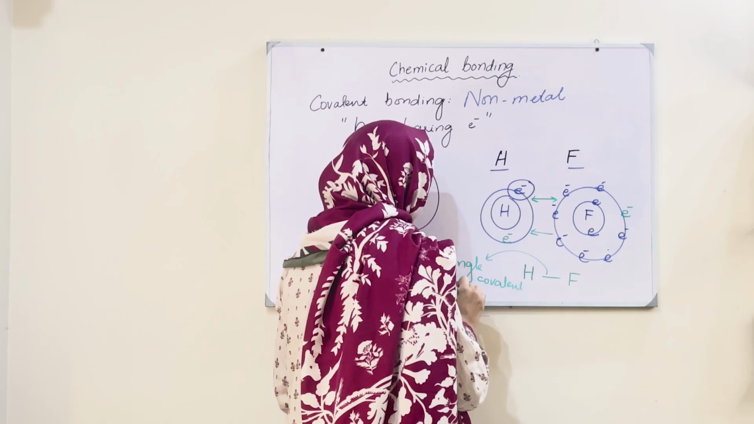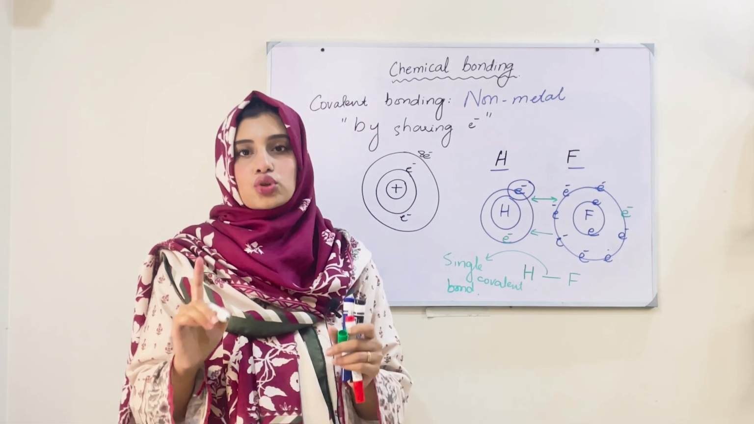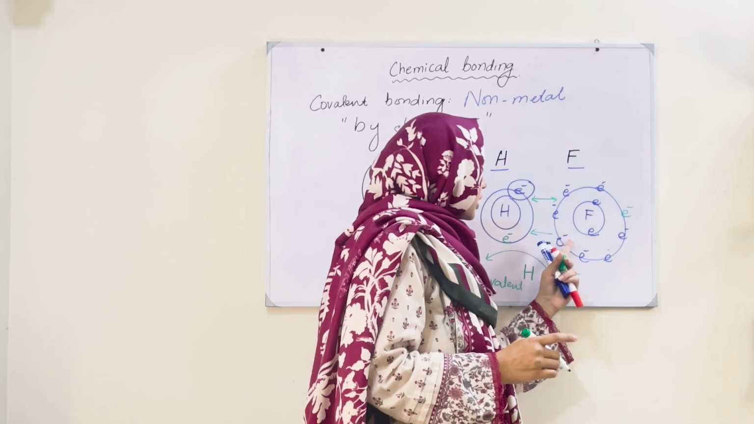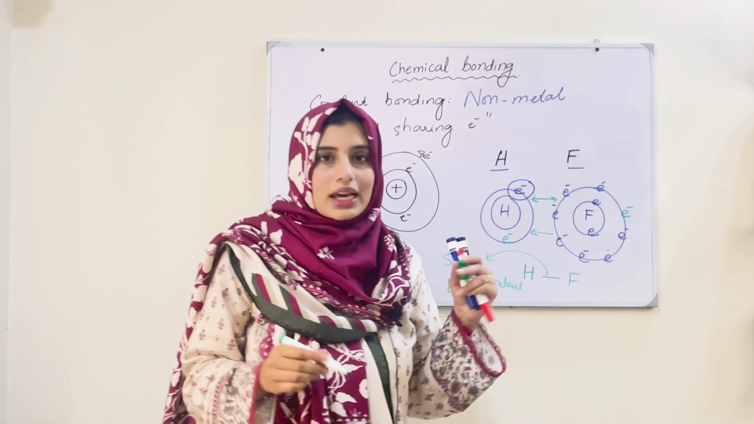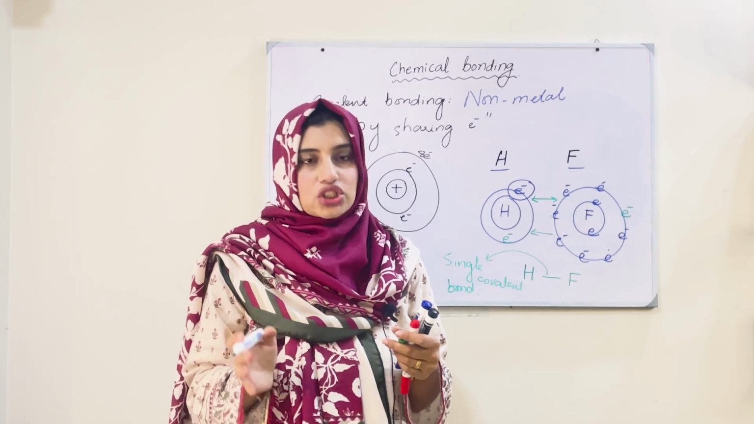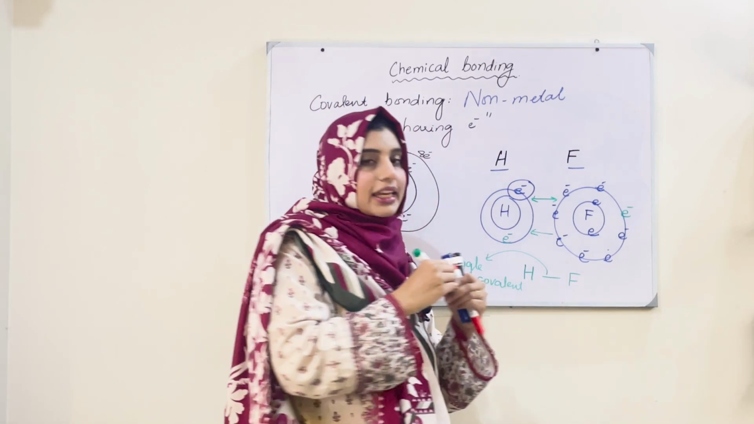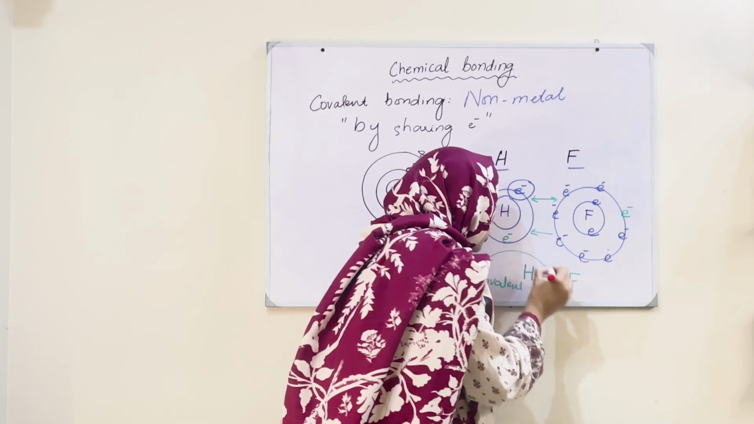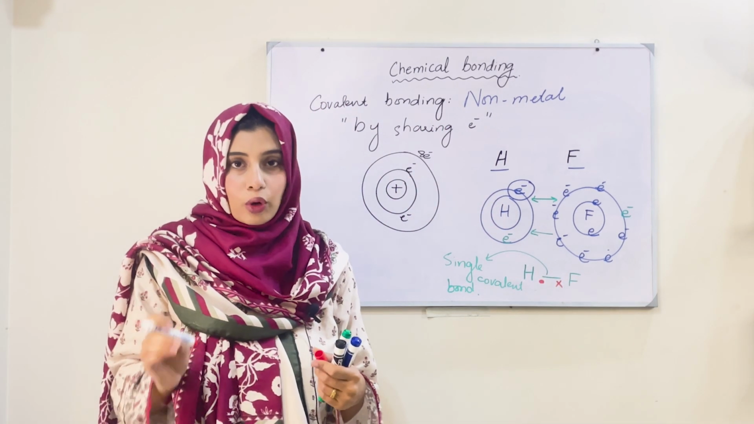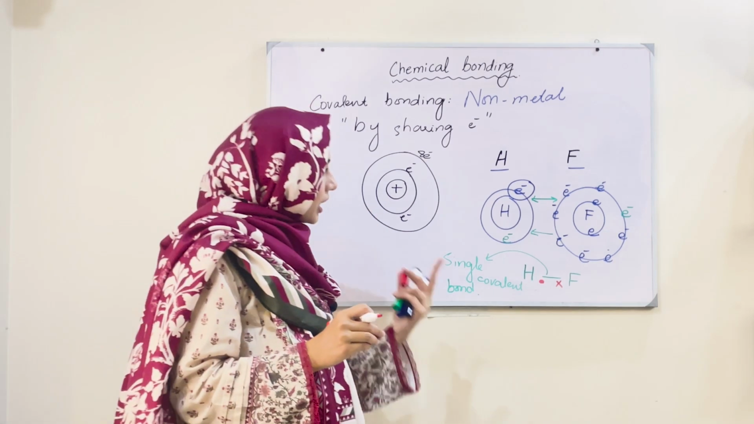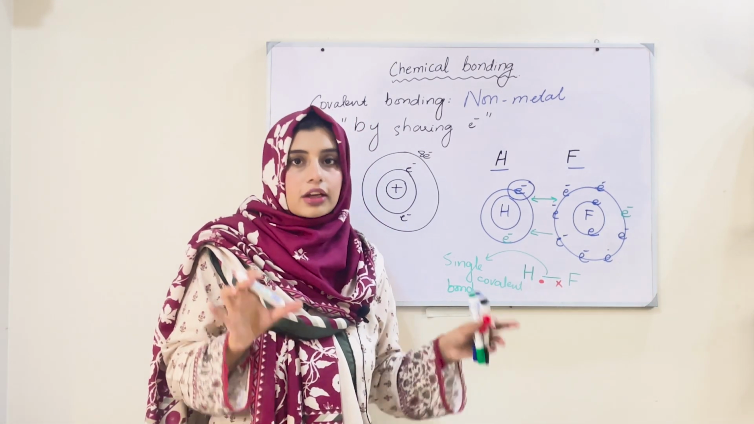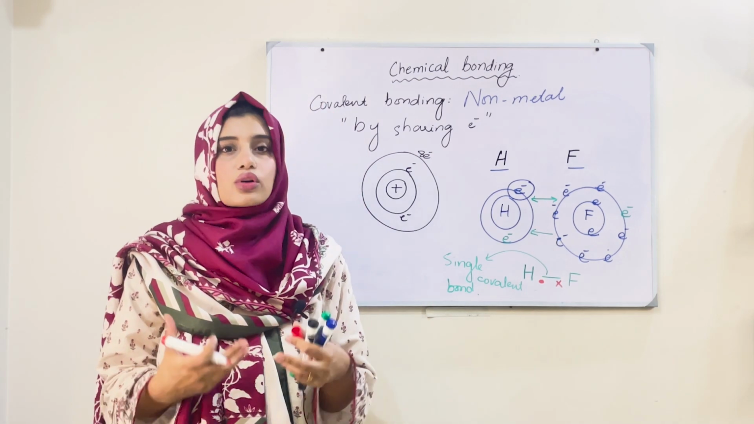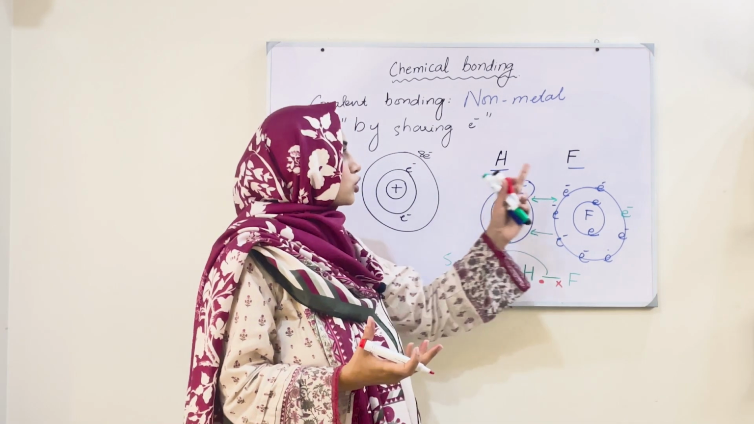Now this sharing is two-way sharing. Hydrogen is sharing its one electron with fluorine and fluorine is sharing its one electron with hydrogen. That is how they have completed their shells. So if we have a single bond, that means two electrons are shared between these two elements. I hope this point is clear to you all. For gaining stability, elements, particularly non-metals, share their outermost shell electrons, forming a bond which is called a covalent bond. I gave you an example of hydrogen and fluorine.